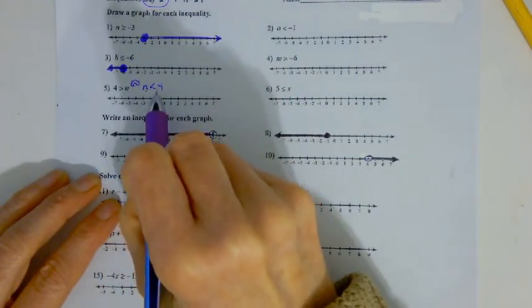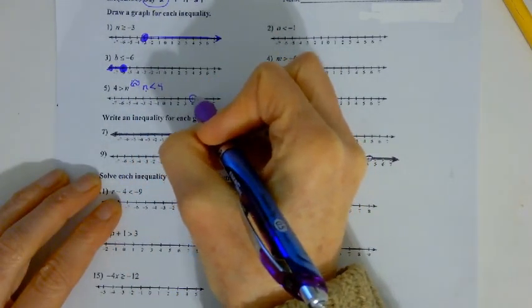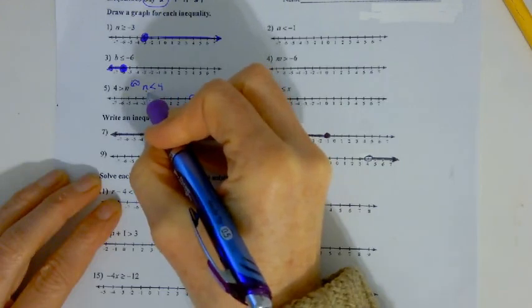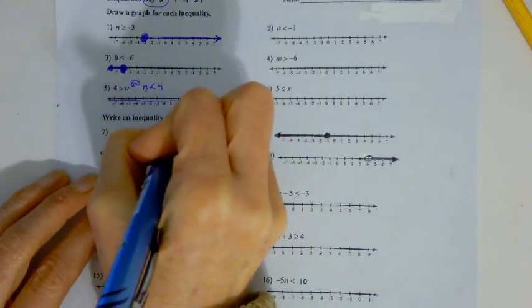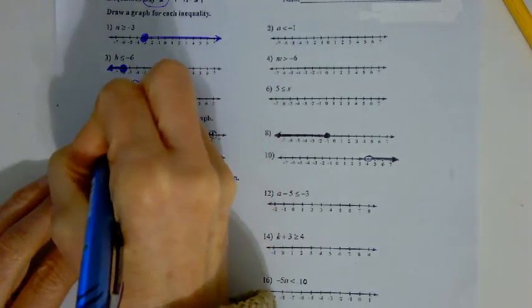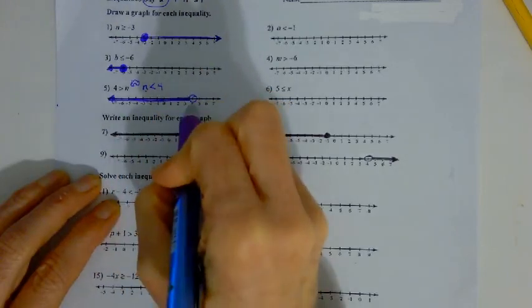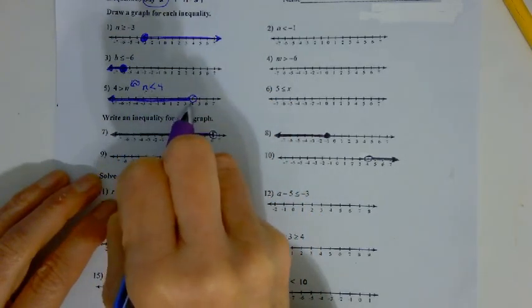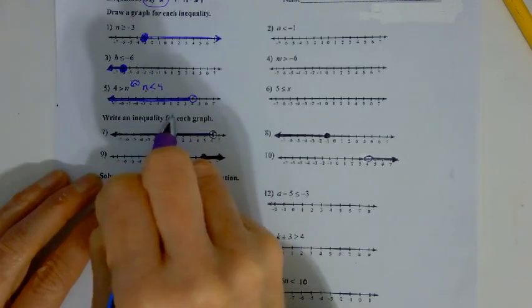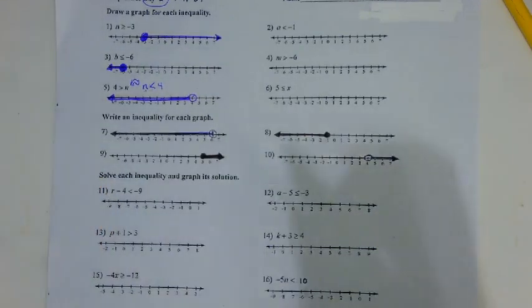So I'm going to put a bubble at 4. And we want all the numbers that are less than 4. Numbers less than is this way. We'll shade that in. And we do not fill in the bubble because this is n less than 4. It does not include 4. It does not say also equal to 4. So this is going to stay empty.